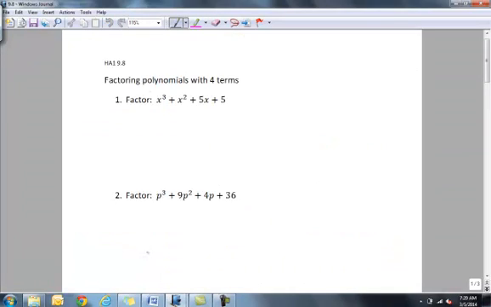So here's how we group. Just going to put parentheses around the first two, parentheses around the second two. Because I have a plus, I'll just leave that out of the grouping, make things a little bit easier to see. Next thing I'm going to do is factor the greatest common factor out of both of the groupings. So in the first grouping, I've got an x squared in common. What's left over is x plus 1. And in the second grouping, I've got a 5 in common. What's left over is an x plus 1.